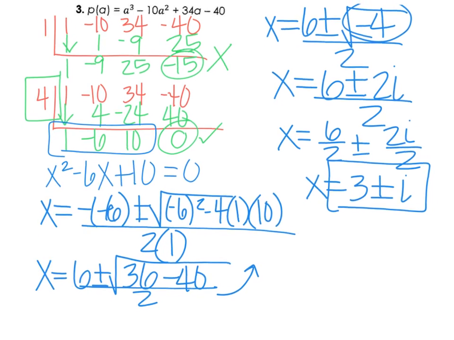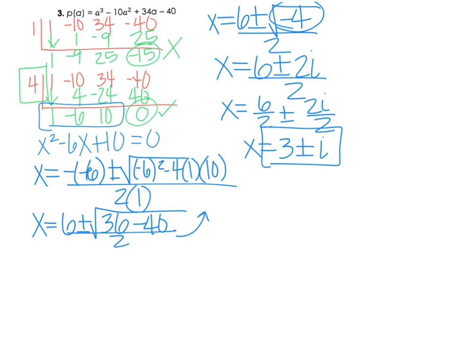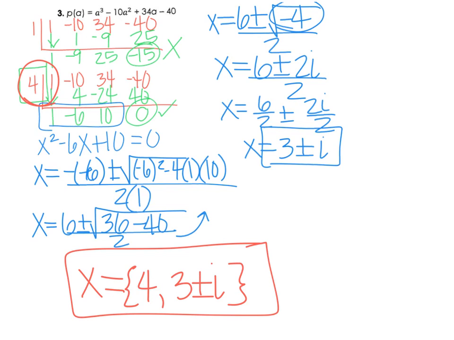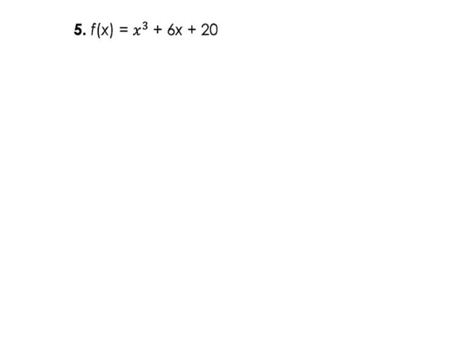So then our final answer we would want to write as, let's see, x equals our first 0 up here we found was 4. We found using synthetic substitution, and our other 2 zeros are 3 plus or minus i. So we've got 1 real and 2 imaginary. And that's our solution.